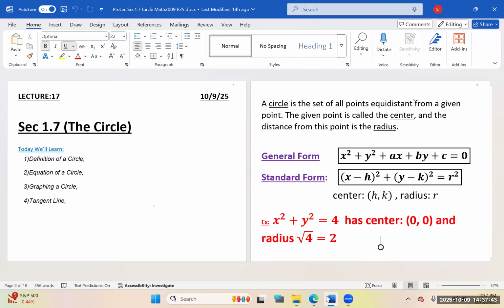Okay, circle. We are going to learn a little bit about circle. It's a very small section. We are going to learn how to graph circle, how to find domain and range, how to find the equation of a circle, how to convert equation of the circle from one form to another form. That's it.